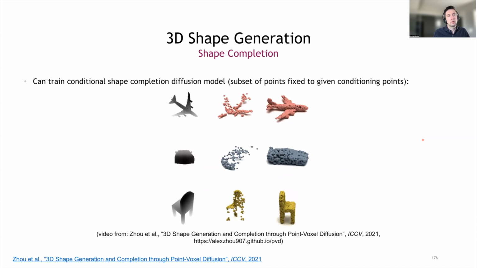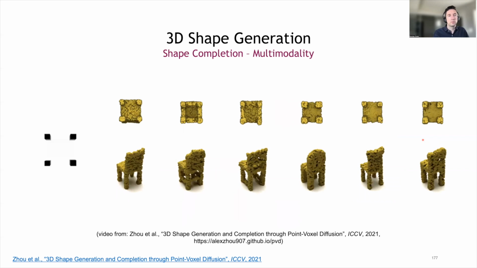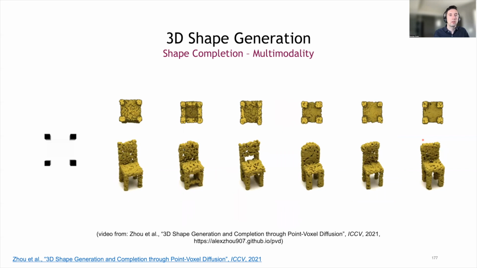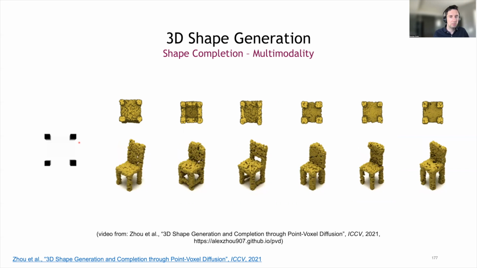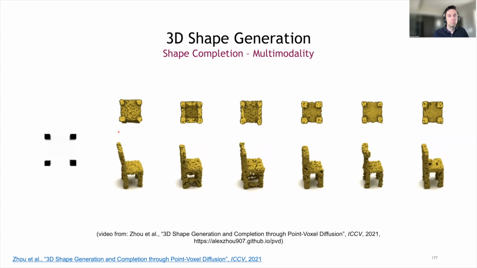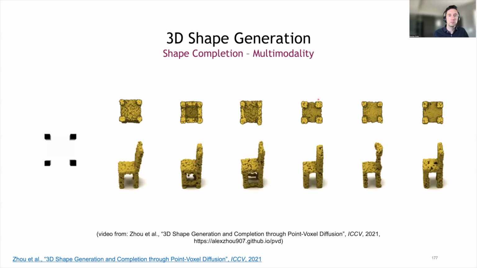We can also train conditional shape completion diffusion models where we condition, for instance, on measured depth or some sparse points like this, and then complete those shapes. We can do that in a multimodal fashion. For instance, in this example, we have those legs of the chair given. And now we have different plausible completions of the chair here.